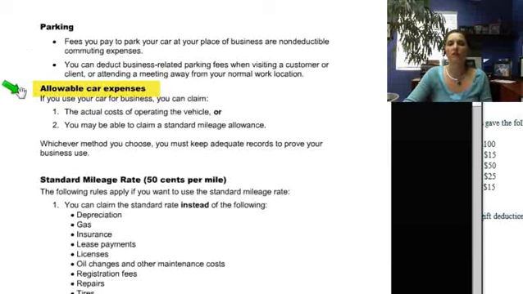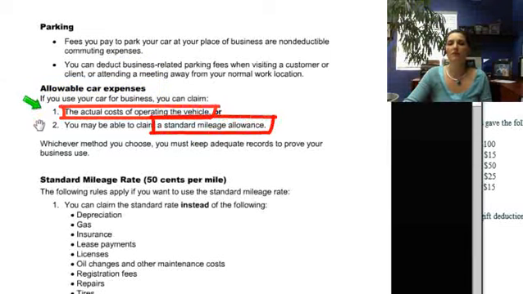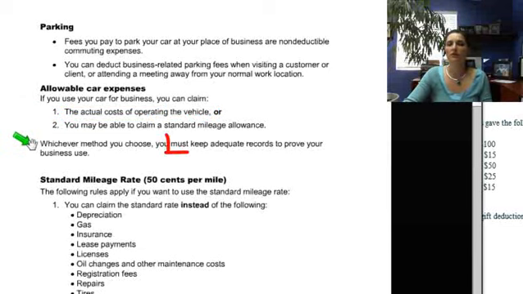So what are allowable car expenses? Well, if you use your car for business, you can claim your actual cost of operating the vehicle, or you may be able to claim a standard mileage allowance. Whichever method you choose, you must keep adequate records to prove your business use. How do you keep adequate records?